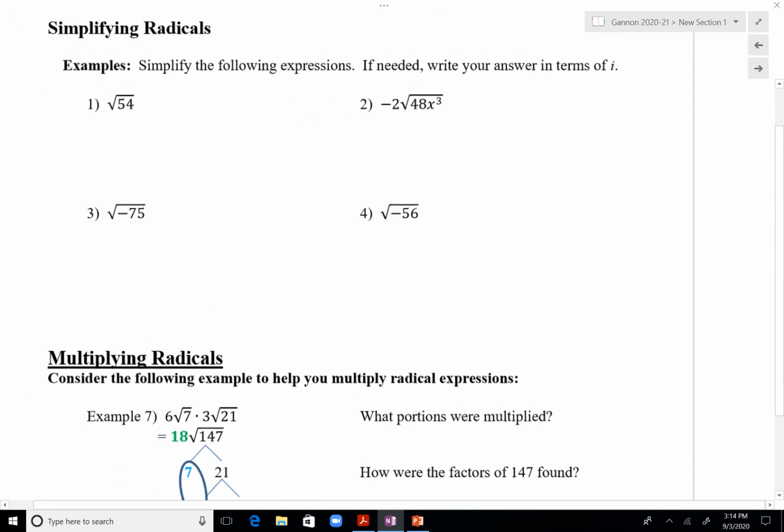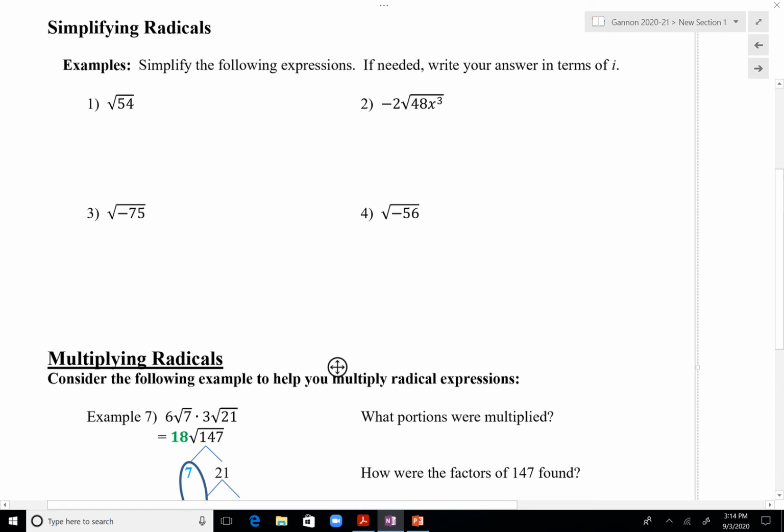The next thing we're going to do is simplify radicals. When we simplify radicals, we want an answer that has no factors under the radical that are perfect squares and no negatives under the radicals.